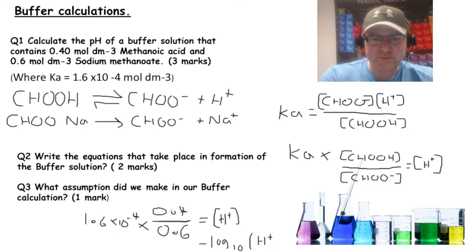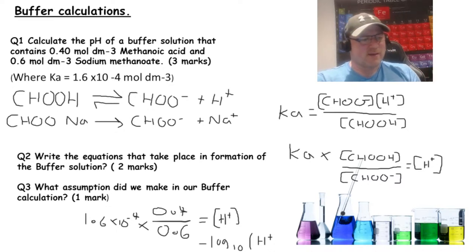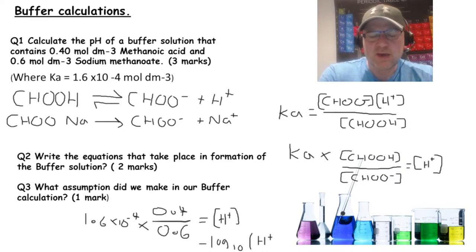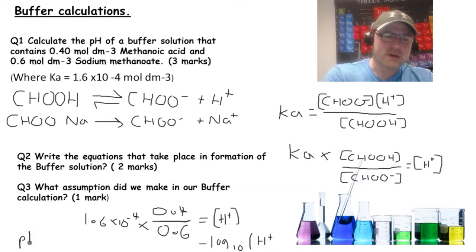Right. Times bracket 0.4 divided by 0.6 close bracket equals, that's my hydrogen ion concentration, should be like 1 times 10 to the minus 4 essentially. Then I'm going to minus log answer, and it should be 3.97, the pH. So if you got that, well done.